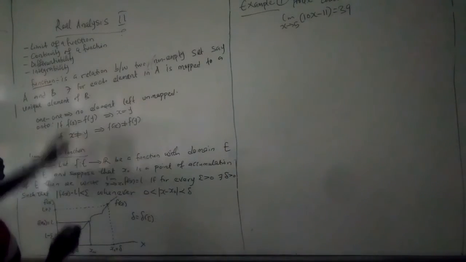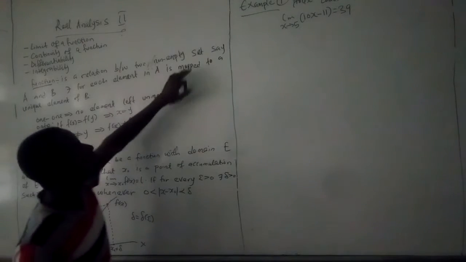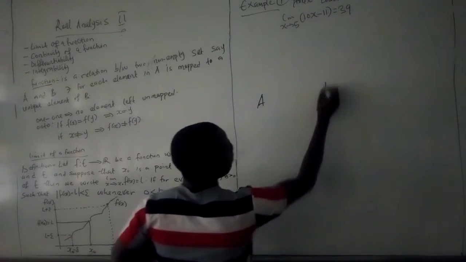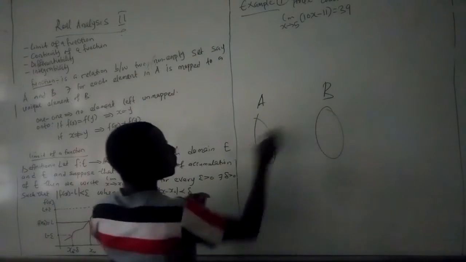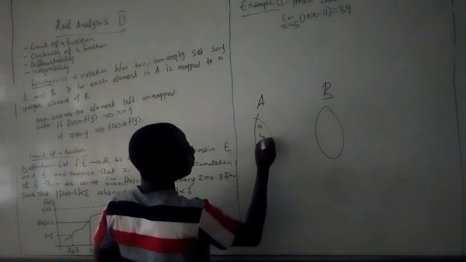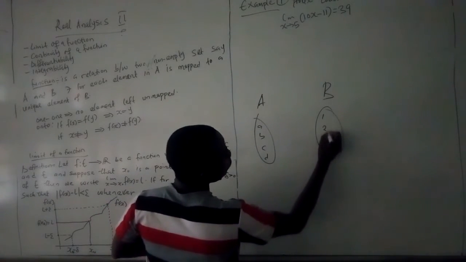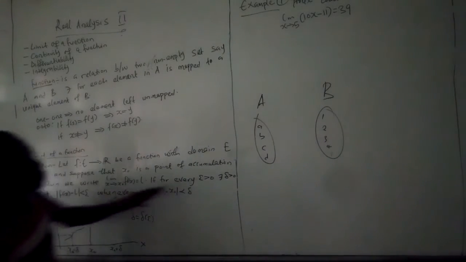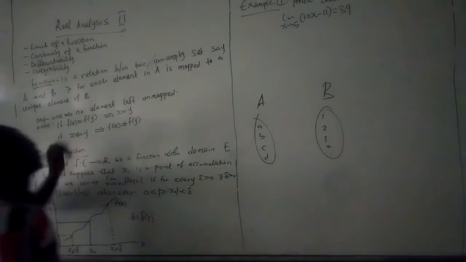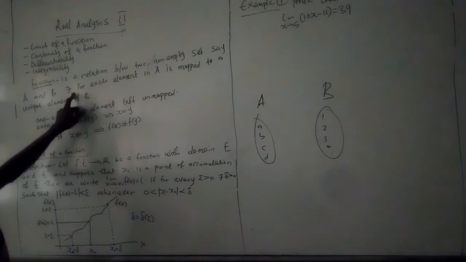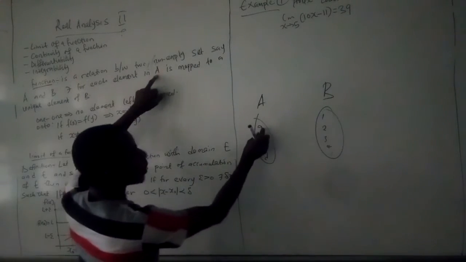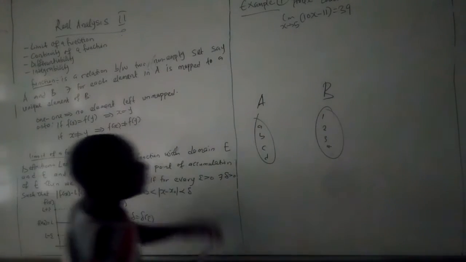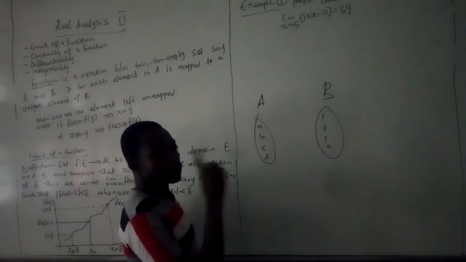What is a function? A function is a relation between two non-empty sets, say A and B. Suppose we have a set A and a set B, a relation between these non-empty sets, with elements a, b, c, d in one and 1, 2, 3, 4 in the other. So a function is a relation between two non-empty sets A and B, such that each element in A is mapped to a unique element of B. Unique means it is mapped to a single element of B.